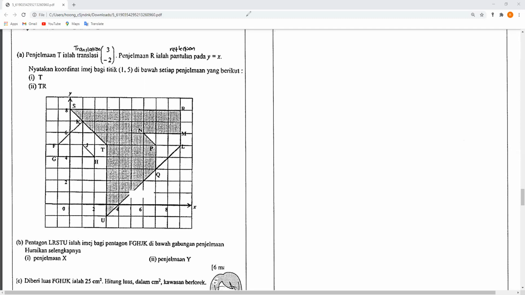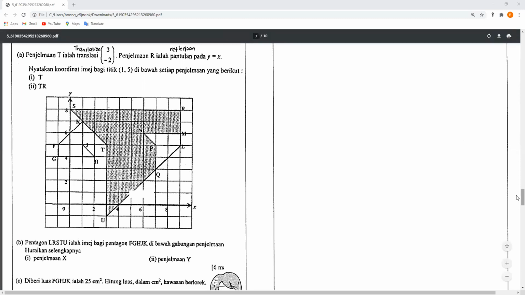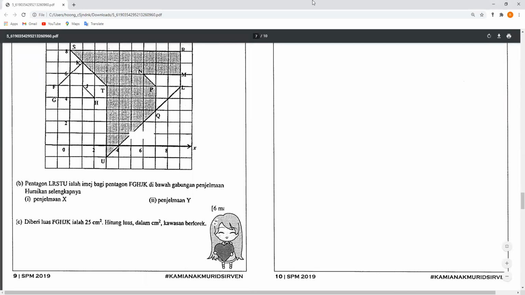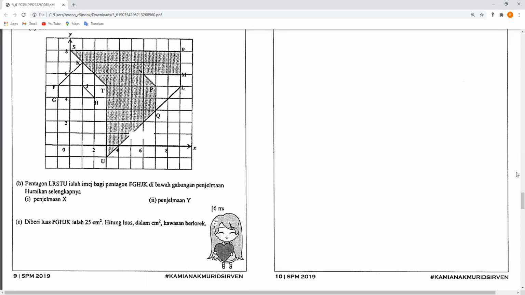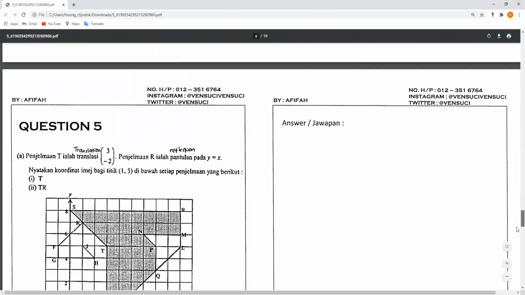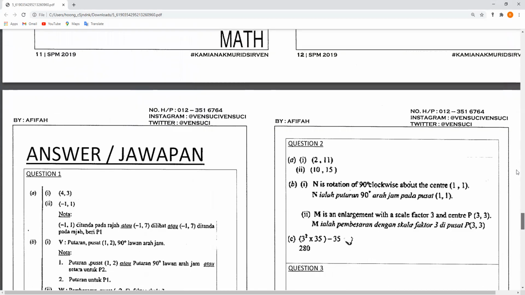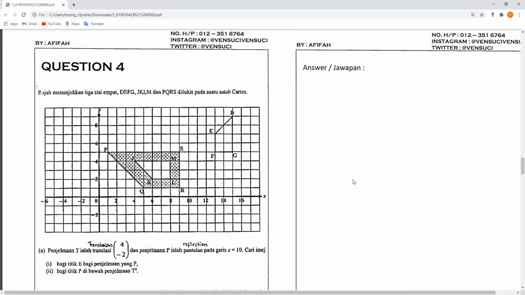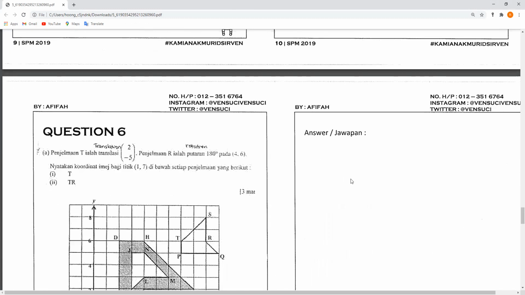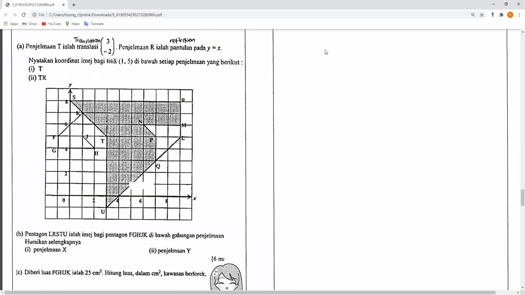Okay, so moving on to the last one. The time is almost up. For question 6, we'll do it next week. We still have question 6, so we'll do it next week. Then I will send you some homework to do. When you finish, you can send the answers to the group. And then we'll discuss it next week.